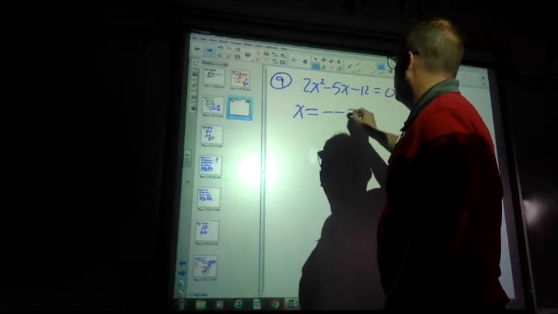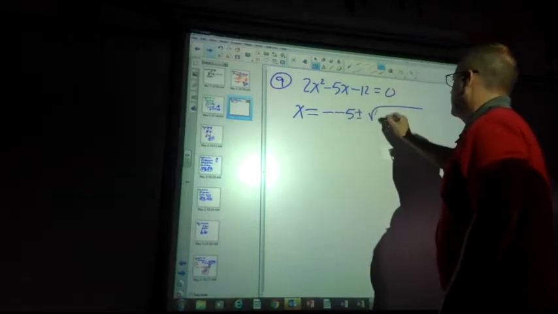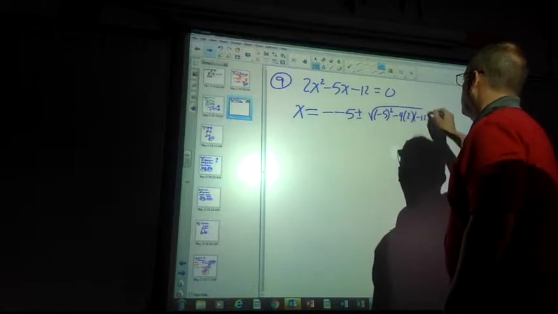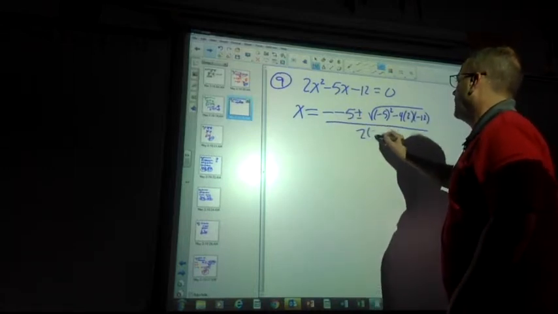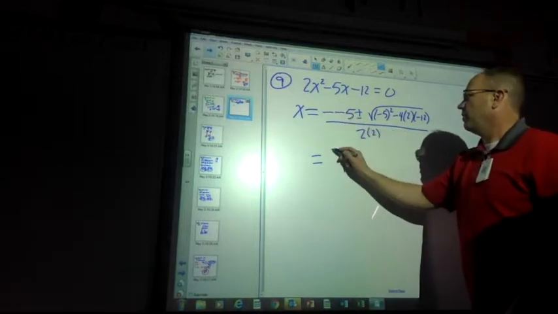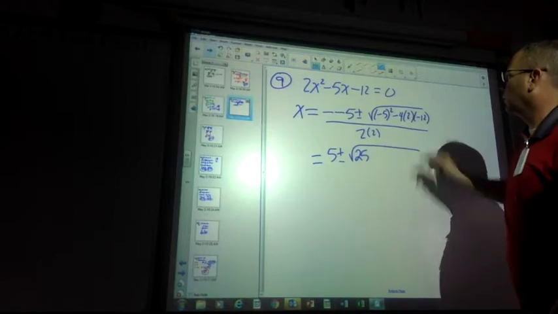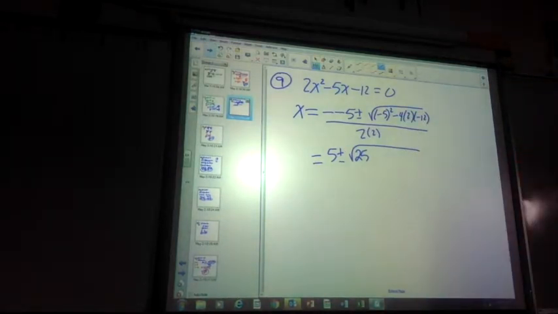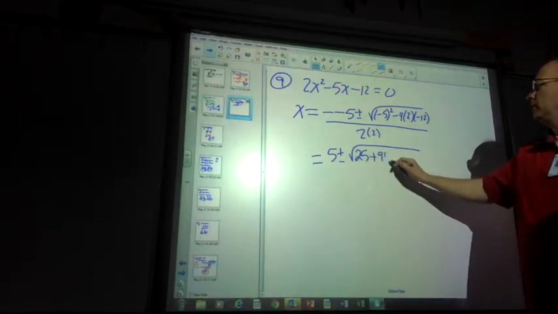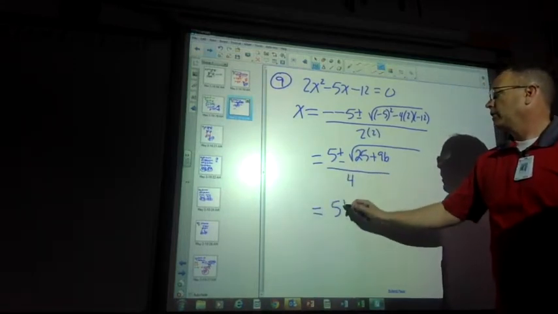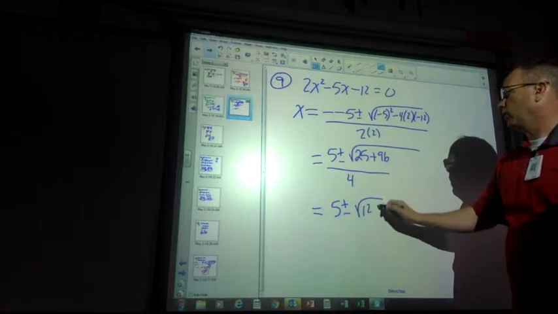x is equal to negative b plus or minus the square root of b squared minus 4ac all over 2a. Negative negative 5, positive 5, plus or minus. Negative 5 times negative 5 is 25. Negative 4 times 2 is negative 8. Negative 8 times negative 12 is positive 96, all over 4. Oh, cool. This is going to work out nicely. 25 added to 96 is 121.